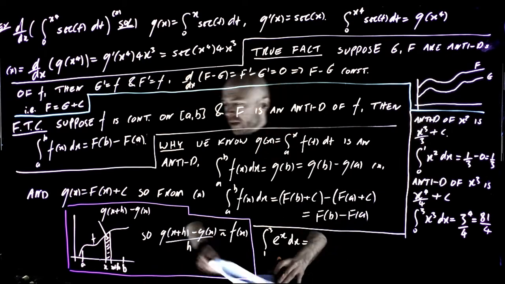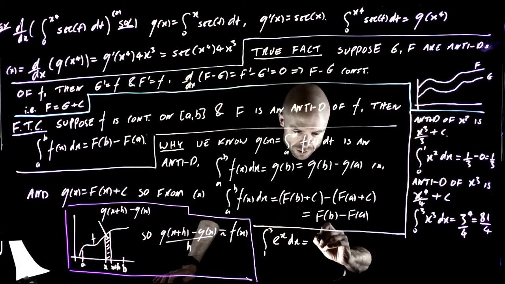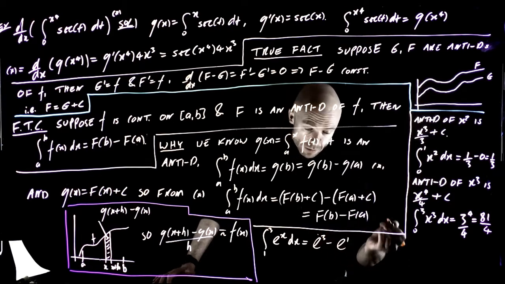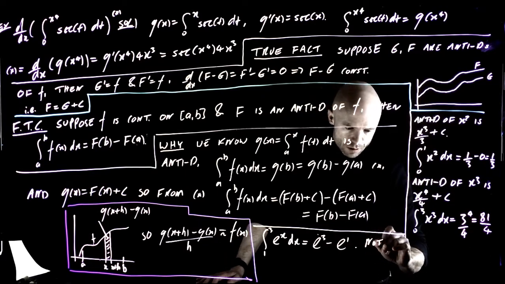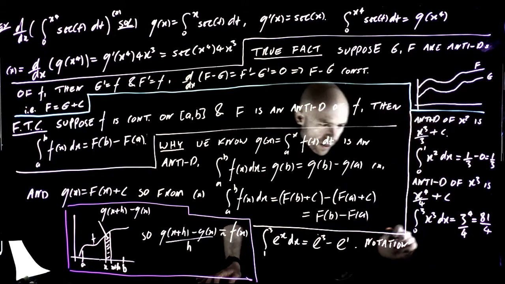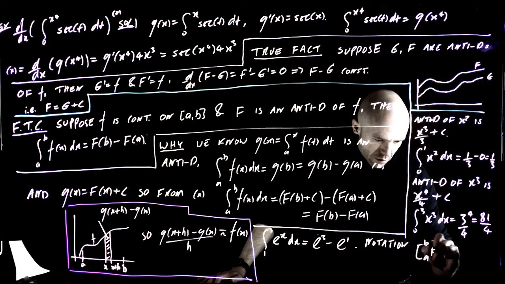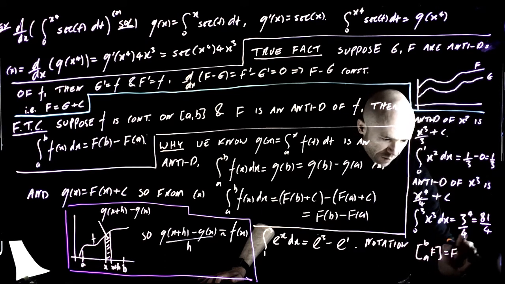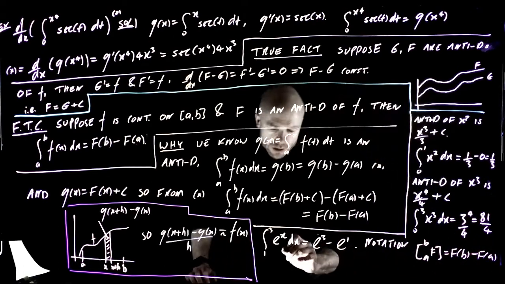So the antiderivative of e to the x is e to the x, right? So this is just e to the 3 minus e to the 1, and that's it, right? So here's some notation. We are going to write things like this. This will mean f of b minus f of a. Yeah?